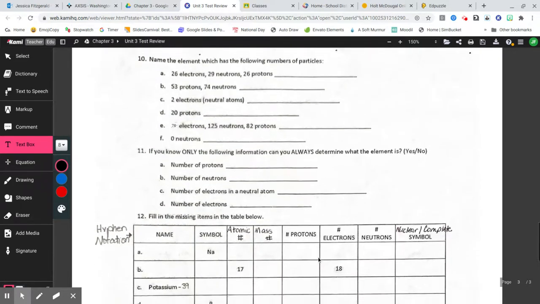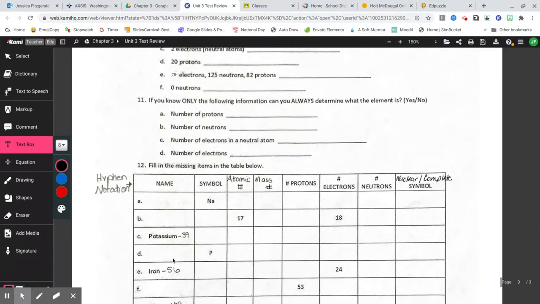What I kind of want to take a look at is this table here, and I wanted to work a few of them out with you, so that way you kind of knew where you were going with this particular table. So the first column is where you're going to write the hyphenated name or notation. So remember, that's where you're going to write the element symbol or name, then a hyphen, and the mass is going to follow behind it. Okay.